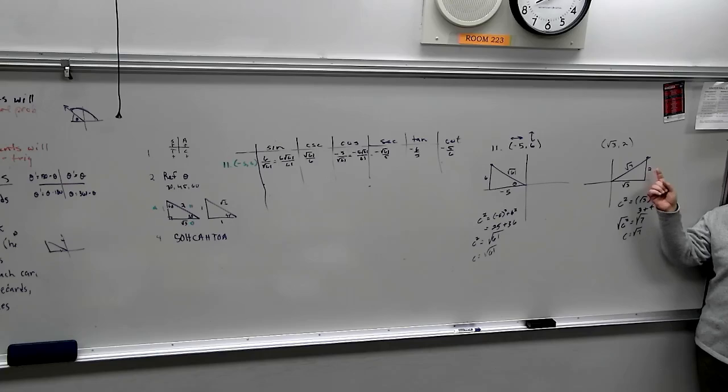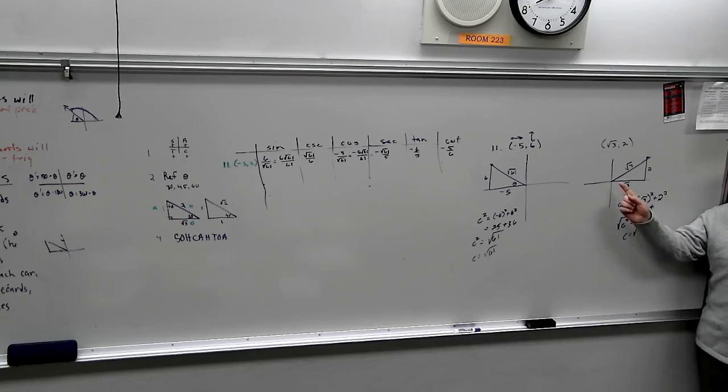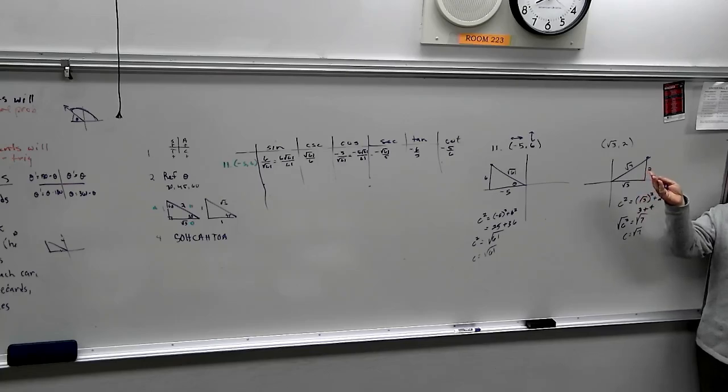I know that sine is 2 over root 7, which is 2 root 7 over 7. I know that cosine is root 3 over root 7. I've got to rationalize now, right? Multiply top and bottom by root 7.